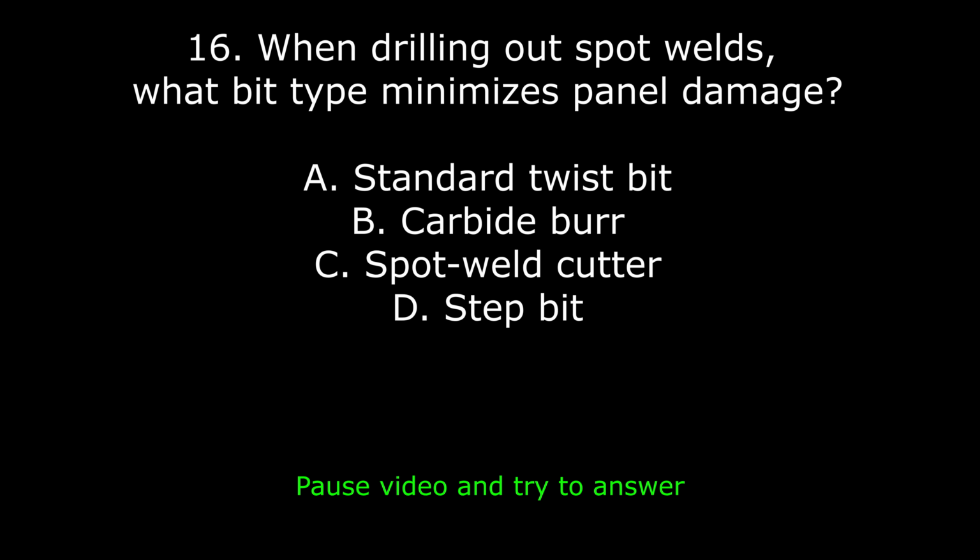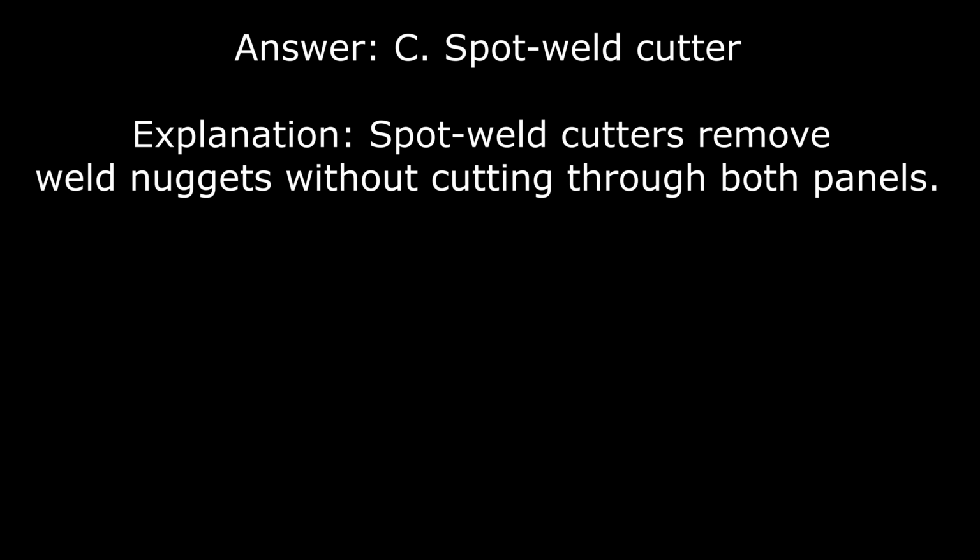16. When drilling out spot welds, what bit type minimizes panel damage? A. Standard twist bit. B. Carbide burr. C. Spot weld cutter. D. Step bit. Answer: C. Spot weld cutter. Explanation: spot weld cutters remove weld nuggets without cutting through both panels.